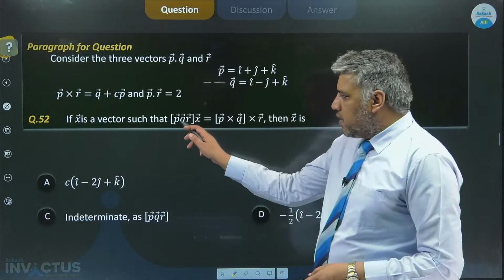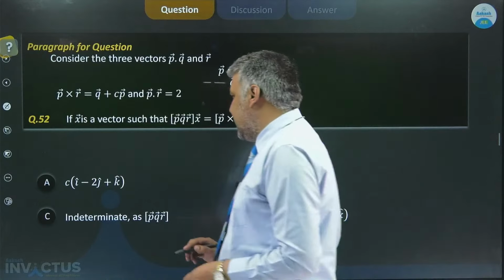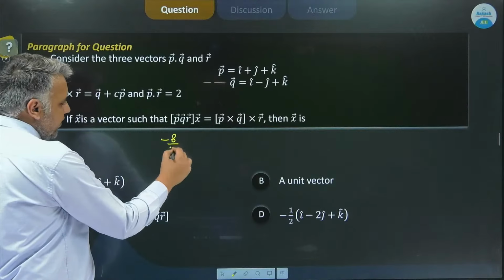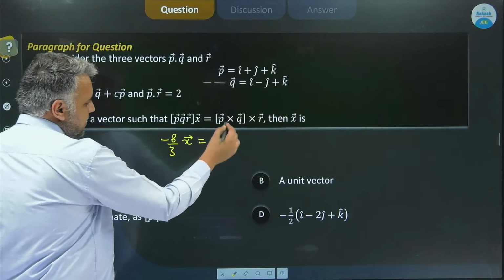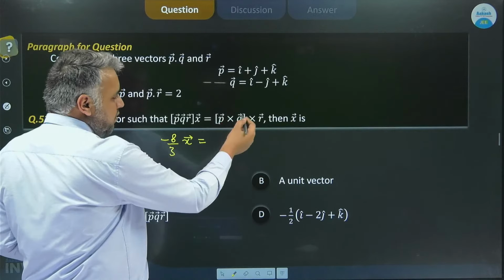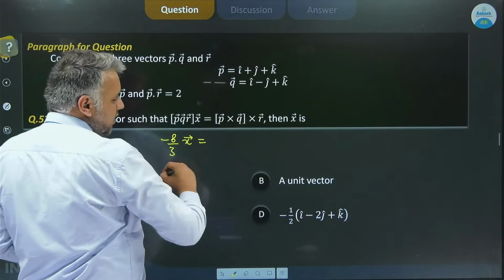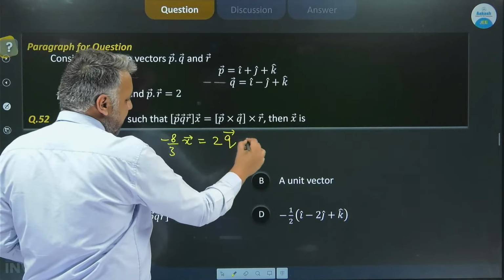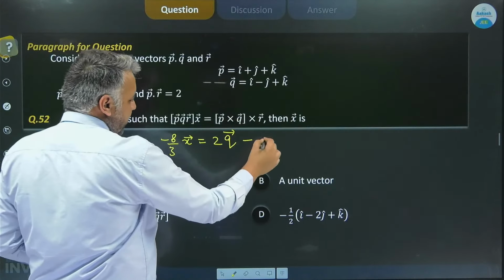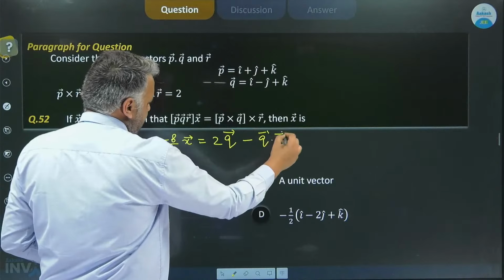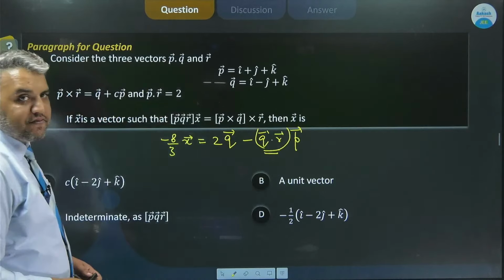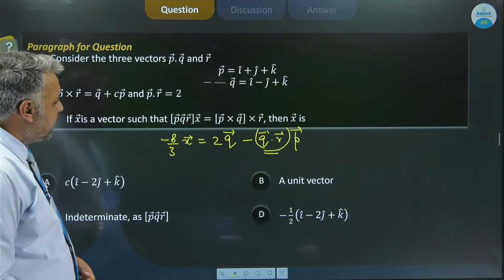Okay, again we calculated this in the earlier question and this was minus 8 by 3. Option B was correct. So minus 8 by 3 x vector is nothing but P cross Q cross R, which is P dot R, which is 2 given, into Q vector minus Q dot R into P vector. Again, if we calculate Q dot R, we will get x vector. We have to find the x vector.